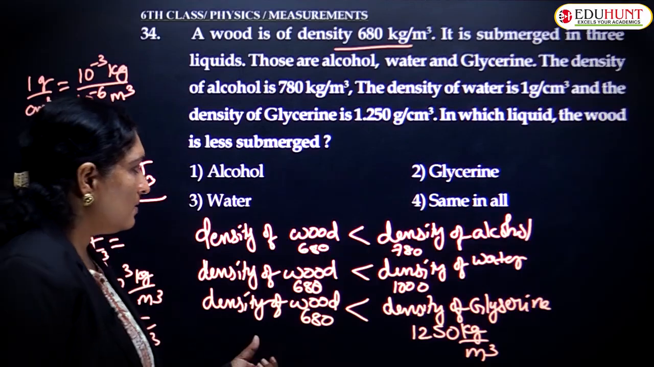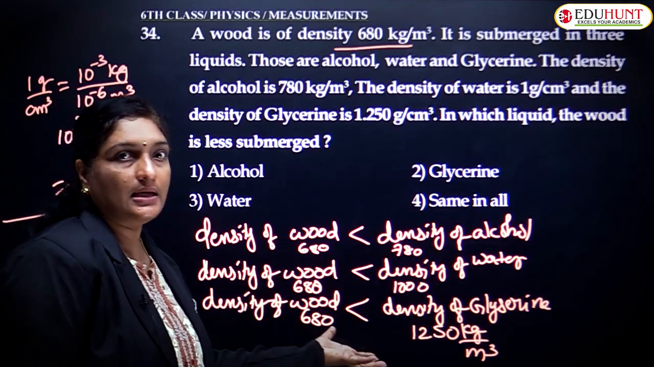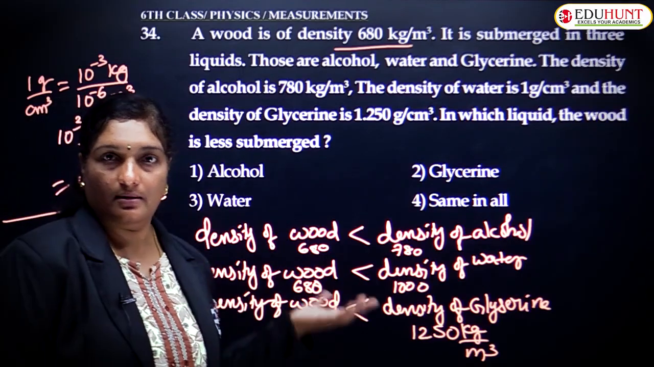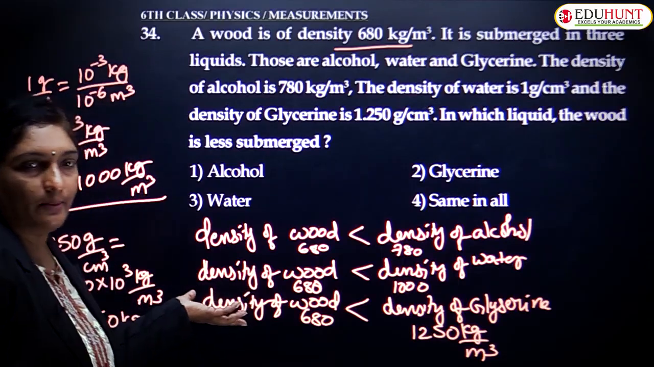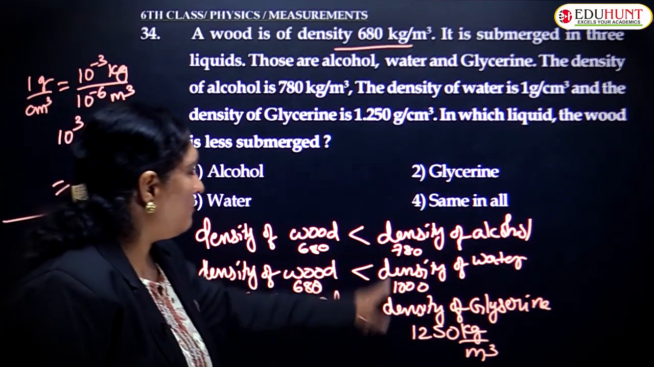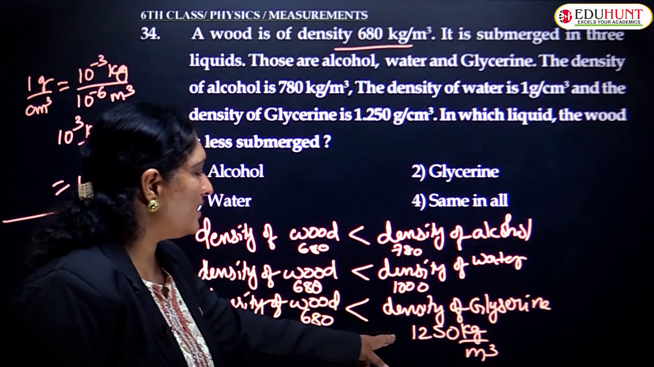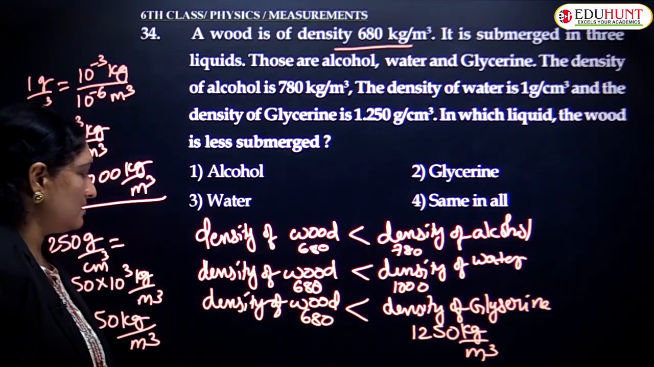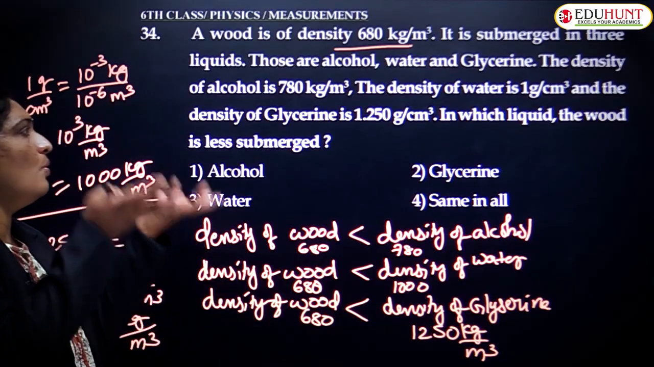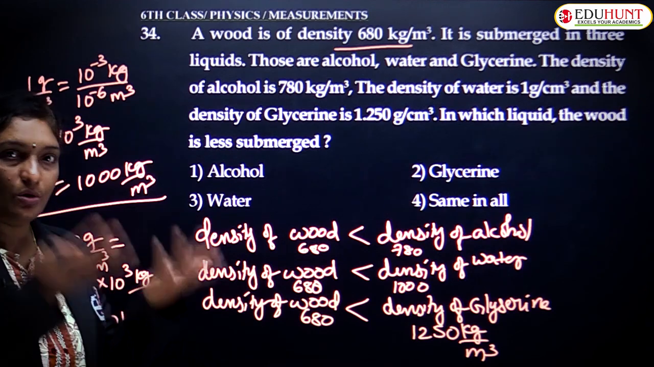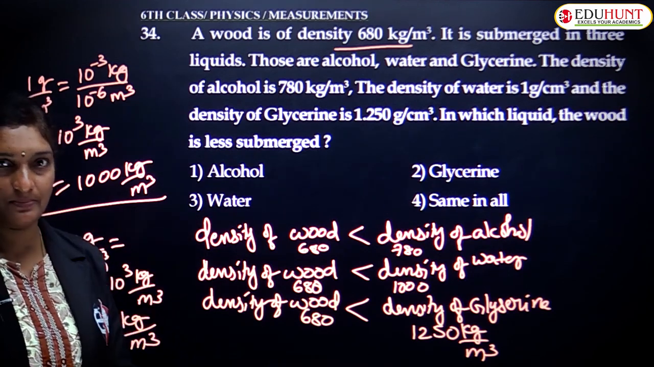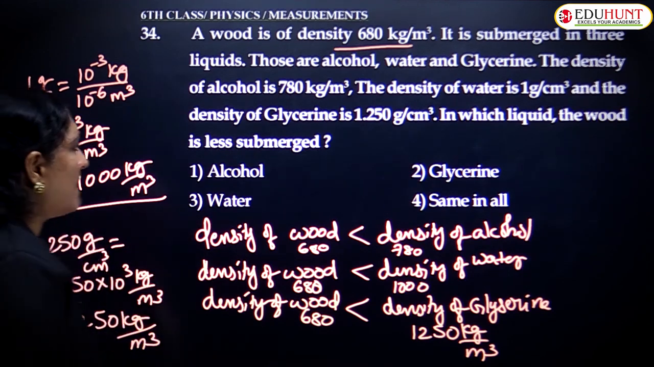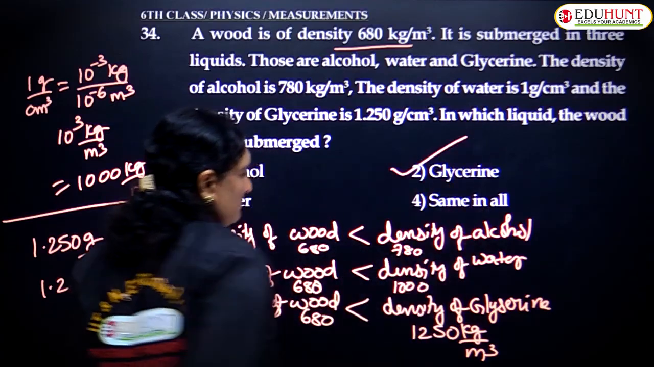So more the density, lesser will be submerged, like it will be floating. Then among these, which is having more density? Glycerin is having more density. So the wood will float more when compared to the others. So that means more floating means less submerged. Okay, children, so answer is your second option.